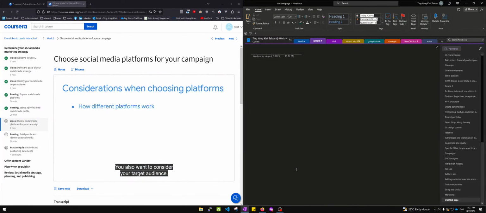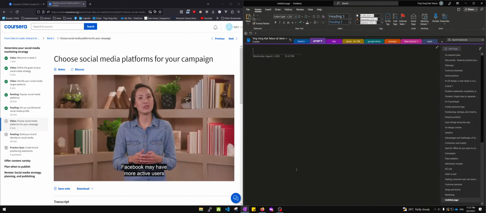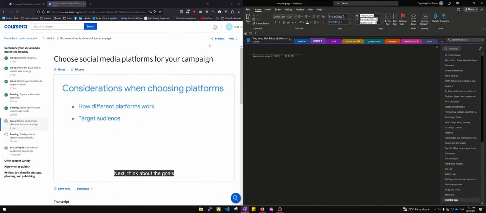You also want to consider your target audience. Which social media platforms are they most active on? The research you did to define your target audience earlier should be helpful here. Facebook may have more active users than any other platform, but if your target audience is under the age of 25, then you might want to focus more of your efforts on platforms that draw in a younger demographic, like TikTok.